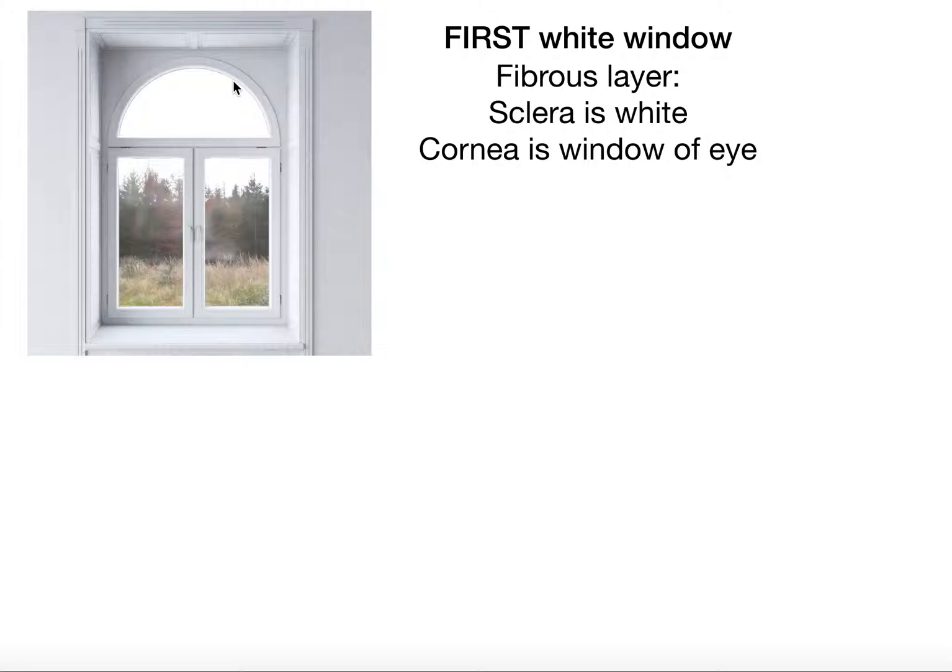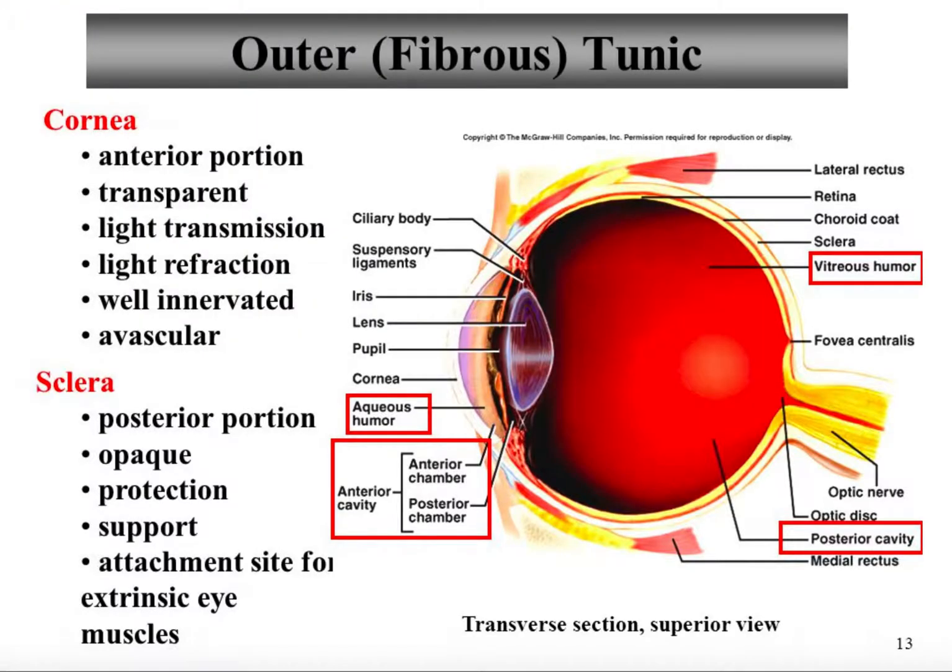First, the way you remember this, because this video is going to focus on the fibrous layer, the cornea and the sclera, I want you to remember: when you see a house, you first see a white window. The sclera is the white part of the eyeball. It's the 5/6 part of the eyeball, which is quite opaque. Whereas the window, or the cornea, is the anterior 1/6 part of the eyeball, and it's transparent. I remember transparent with T for transmission. So the fact that it's transparent allows transmission of light into the eye.